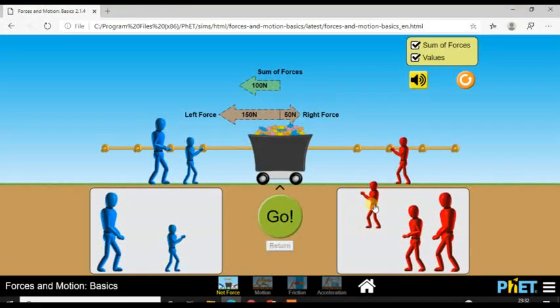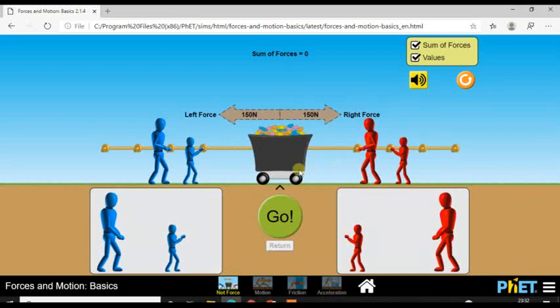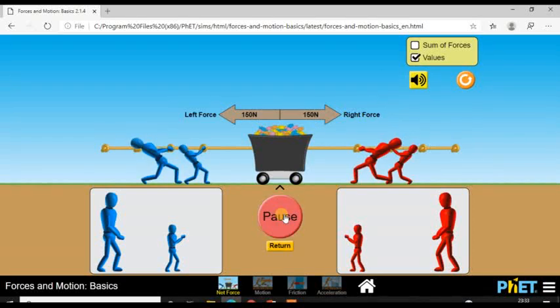Now I will bring one person from the red team and send this person. Look at now, both the sides the forces are equal, 150 and 150. What should happen if I allow them to play? Nobody wins. The reason is the force acting on both sides is the same. So left is pushing the cart with 150 Newton, red is pushing the cart with 150 Newton, and the force applied on the cart is now 0 because with the same force they are pulling in opposite directions. So nobody wins, and the net force acting on this cart is 0.